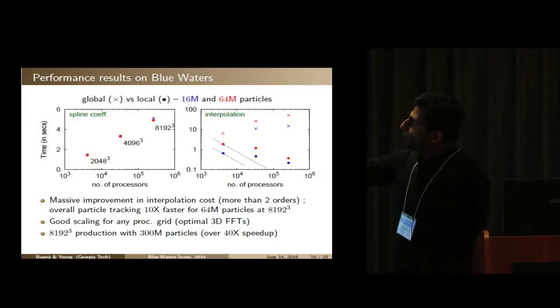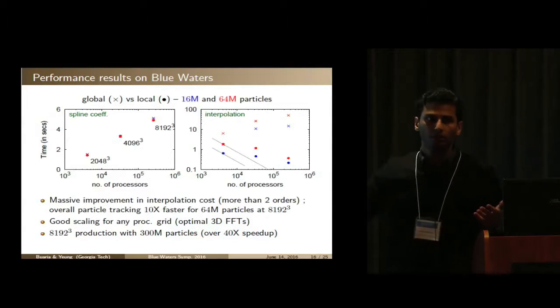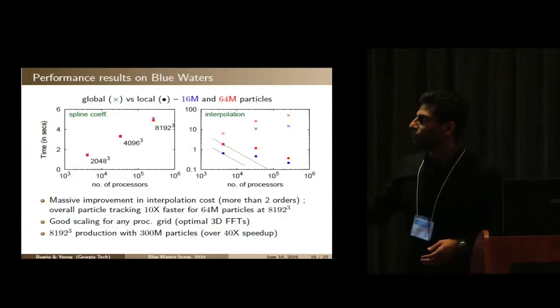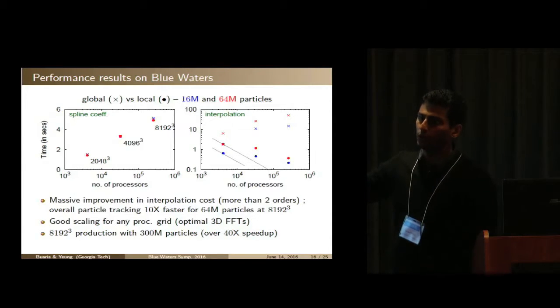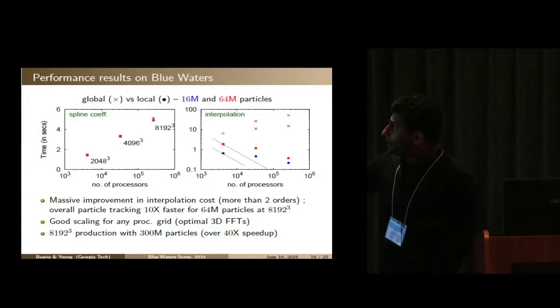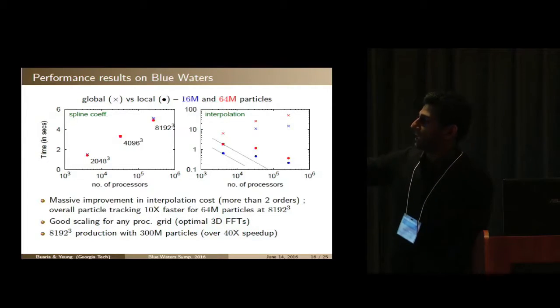Now if we come to interpolation, if we look at the older scenario for 16 and 64 million, the blue and the red ones actually went up with the number of processors going up, because we are using global collective communication calls. So they scale very poorly. But when we move to the local approach, it's still not perfectly strong scaling, but the scaling is holding up. It's actually going down with the number of processors. And just the interpolation cost is two orders of magnitude better than what we had earlier.